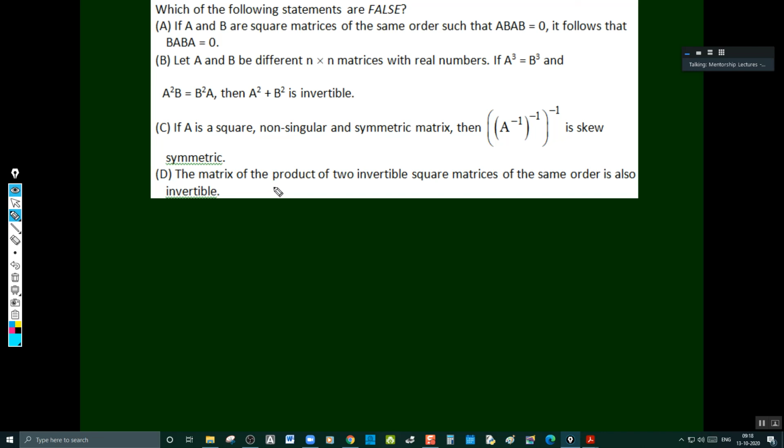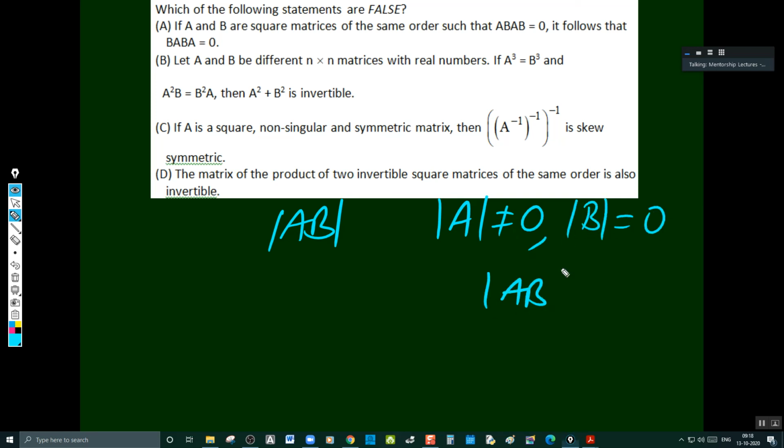We have to check C there; we'll see that. Just I'm seeing D. Det of AB, the product of two invertible matrices. Two invertible matrices means det A is not equal to 0 and det B is also not equal to 0. Obviously, det of AB is also not equal to 0. Correct, no? Yes, D is the right statement, not a false statement.